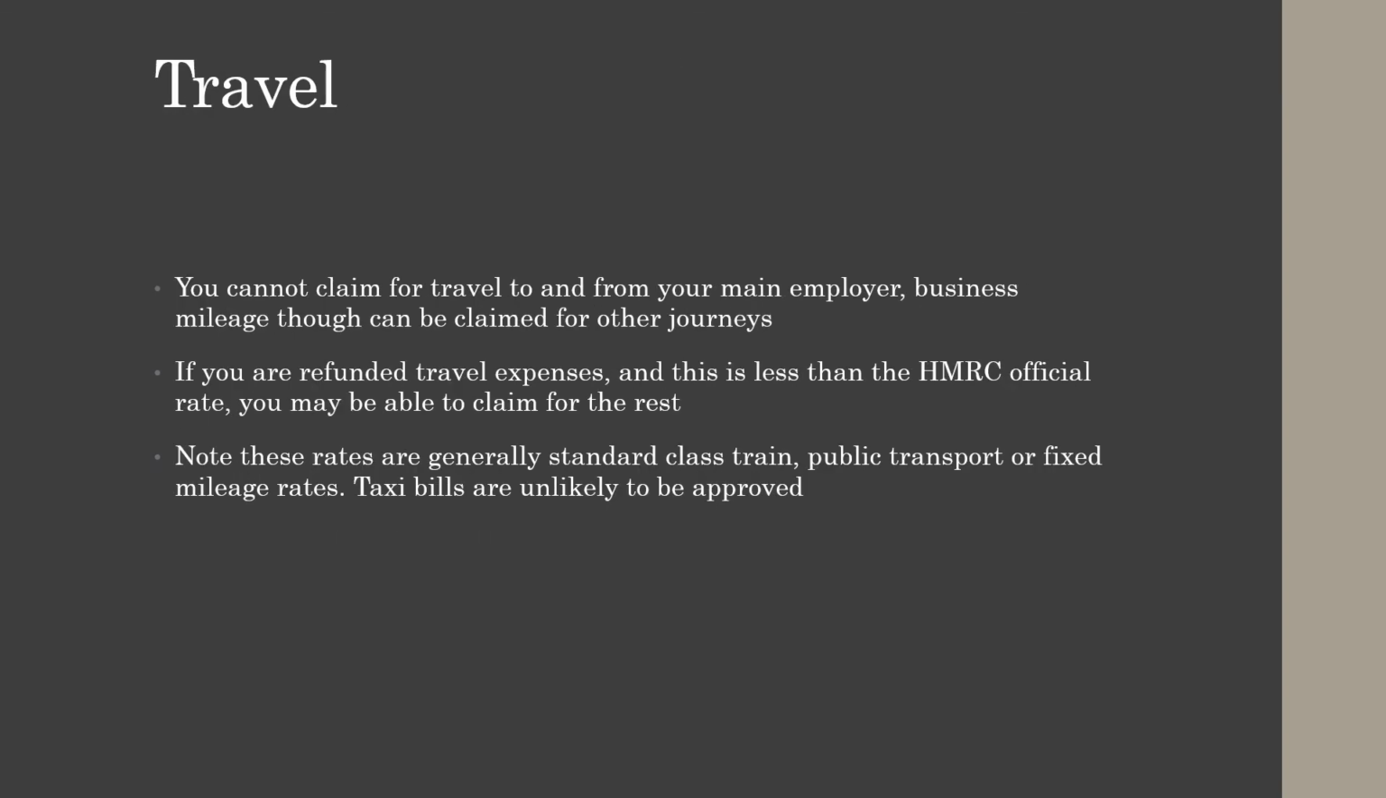Claiming for travel expenses can be complicated. HMRC will not allow you to claim for your initial commute from home to your main place of employment, although business mileage can be claimed for other journeys. If you are refunded travel expenses, and this is less than the HMRC official rate, you may be able to claim for the rest. It should be remembered, though, that these rates are generally the standard class train, public transport, or a fixed mileage rates, and taxi bills are unlikely to be approved.